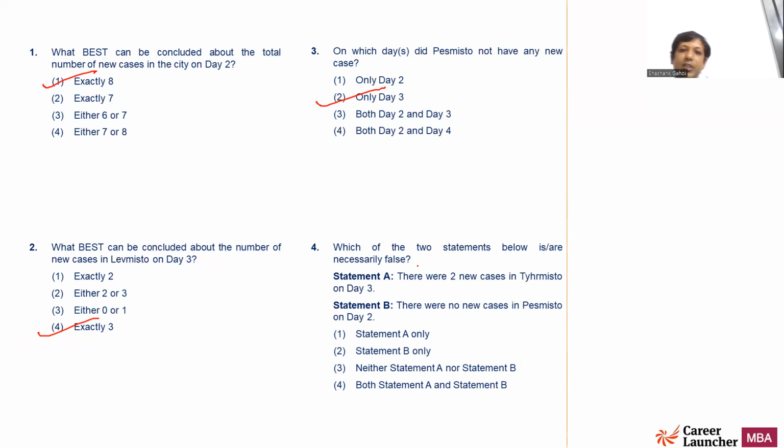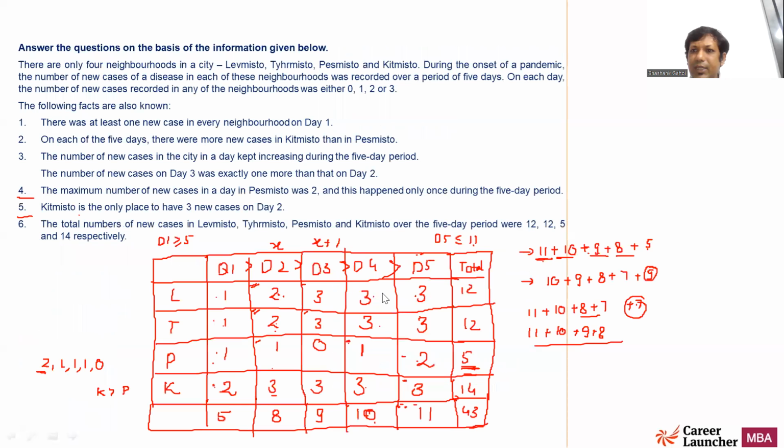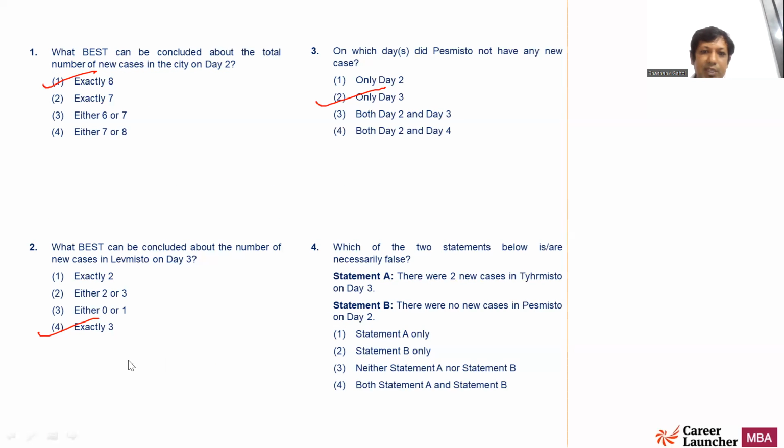Which of the following two statements are necessarily false? There were two new cases in T on day 3. In T, there were 3 cases on day 3. So first one is definitely false. Second is saying that there were no new cases in P on day 2. This is also definitely false. So answer is going to be option 3.